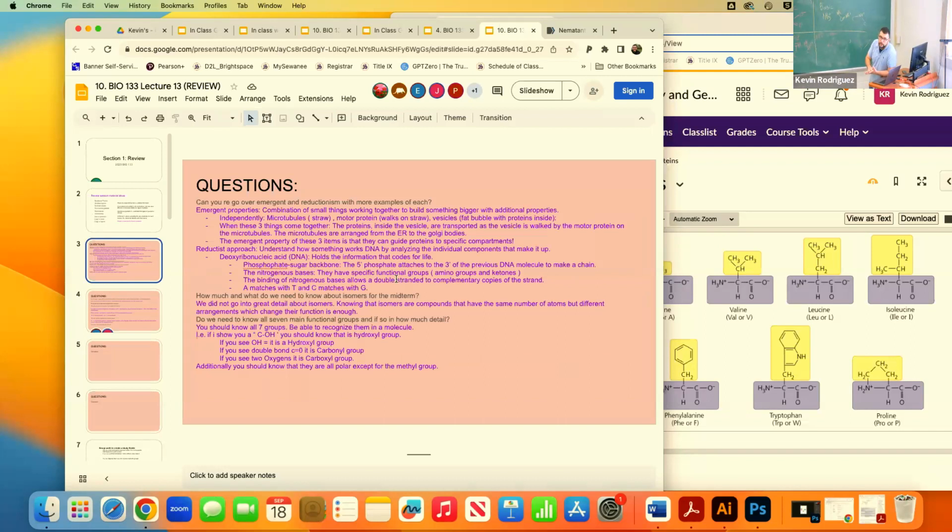So an emergent property, like who can define emergent property? From my right side back there. Yes, emergent property. Yeah. Me? Yes. You whip out my notes. Do it.